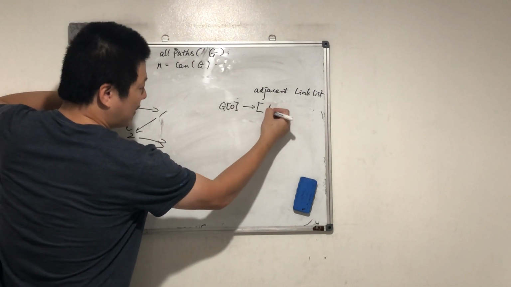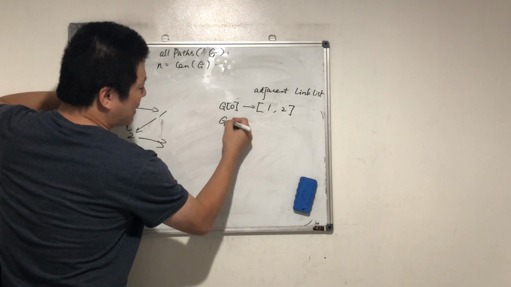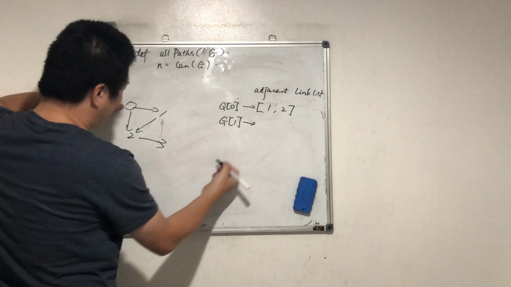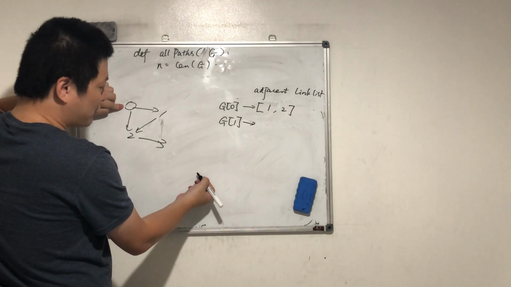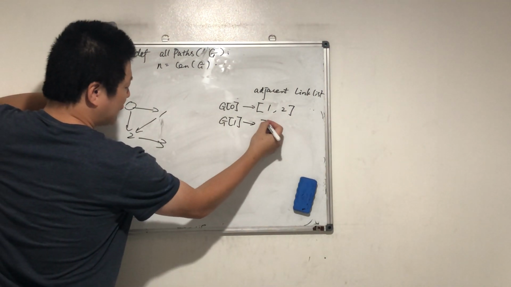1, 2. 1 and 2. Okay. And what's G1? Look, G1. What's 1 connected to? Sorry, 1 connected to what? 2. That's it. Okay.